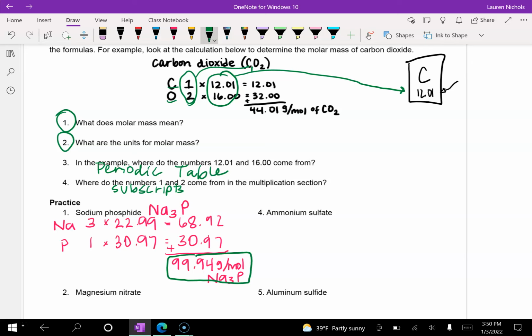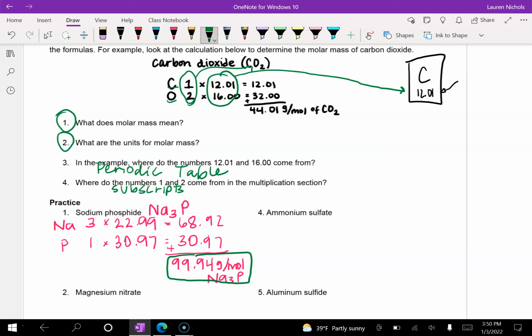And for molar masses, whether you're in my honors class or in my regular class, you should always have two numbers after the decimal, because 3 and 1 are counting numbers. We have two decimals from our periodic table, so our answer should have two decimals.